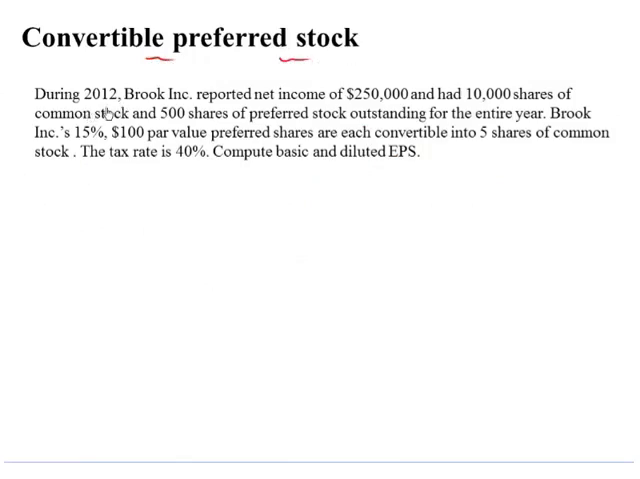So during 2012, Brook Incorporated reported a net income of $250,000 and had 10,000 shares of common stock and 500 shares of preferred stock outstanding for the entire year. Brook Incorporated's 15% $100 par preferred shares are each convertible into 5 shares of common stock. So just like we had debt that was convertible earlier, now there is preferred stock worth $50,000.